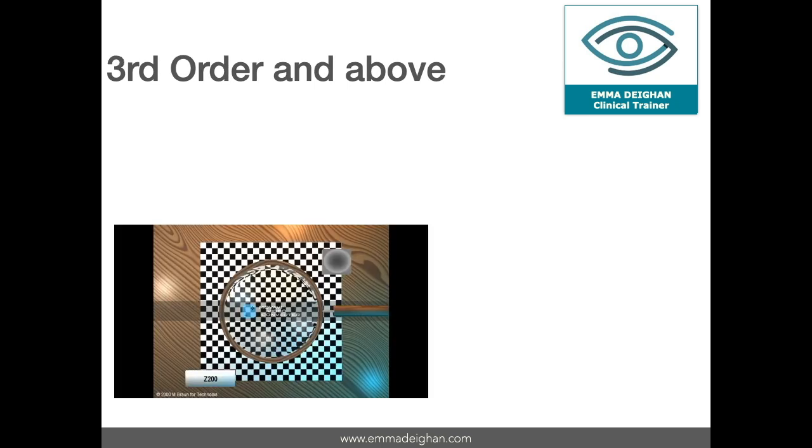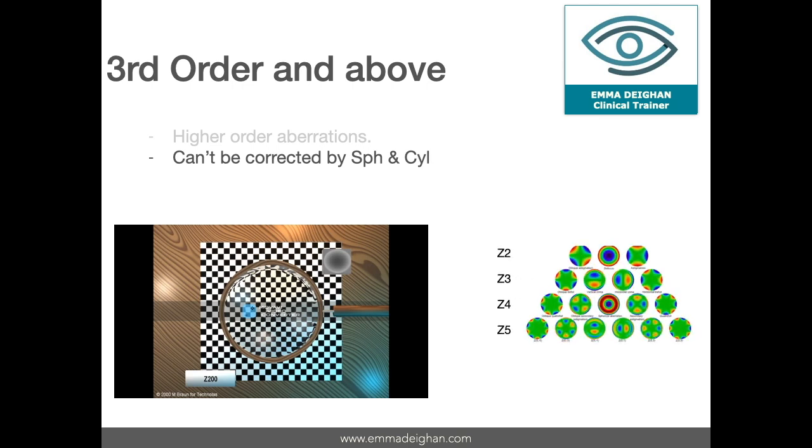Okay, so third order aberrations and above, these are our high order aberrations. Sphere and cyl we understand, and the higher order aberrations can't be corrected by sphere and cyl. So those are the ones that we need to understand. We've looked at the Zernike pyramid and we've decided that we don't need to know about the 0 and 1. The second order, which are shown on this little graph, are going to be sphere and cyl. So we're really only interested in the higher order aberrations.